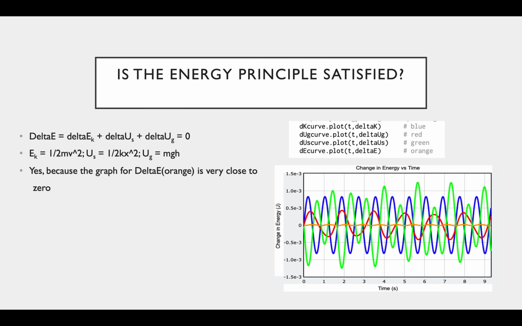Looking at the change in energy versus time graph, we can see how the energy principle is satisfied. The orange line represents the total change in energy, which is, as expected, nearly zero. And we say nearly because there are still a few factors such as human and environmental errors that affect the results.